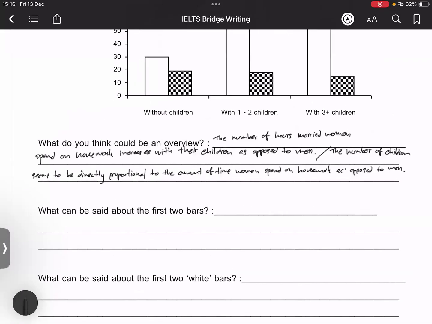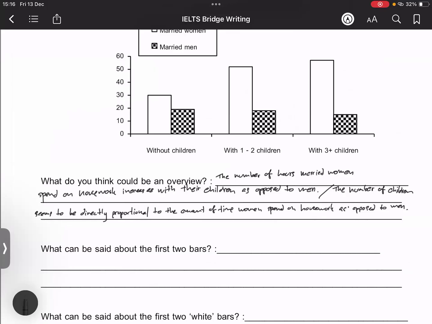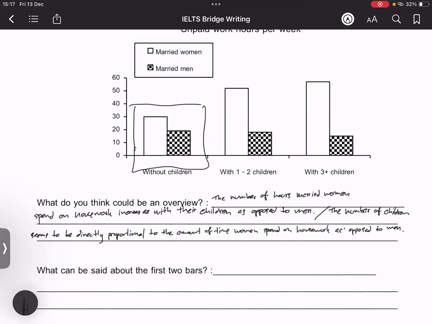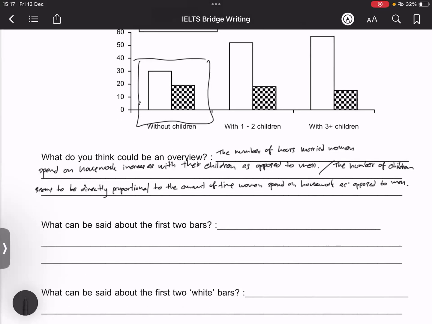Okay, now the next question, what can be said about the first two bars? So the first two bars are here. Okay? The first two bars. So we see that there's a slight difference, right? Married women spend slightly more hours on housework than married men. So that's one thing that can be said about the first two bars.